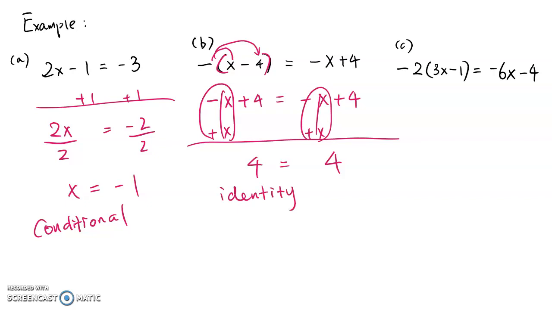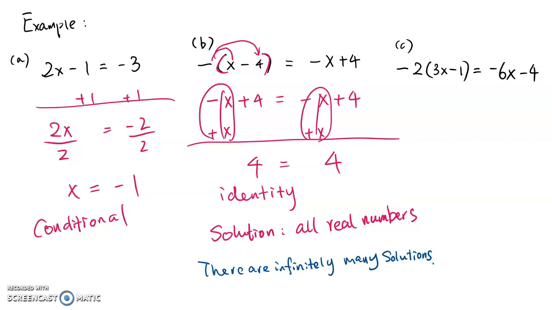And the solution for x is all real numbers. Any number on the number line is a solution. And we have infinitely many solutions because there are infinitely many real numbers.